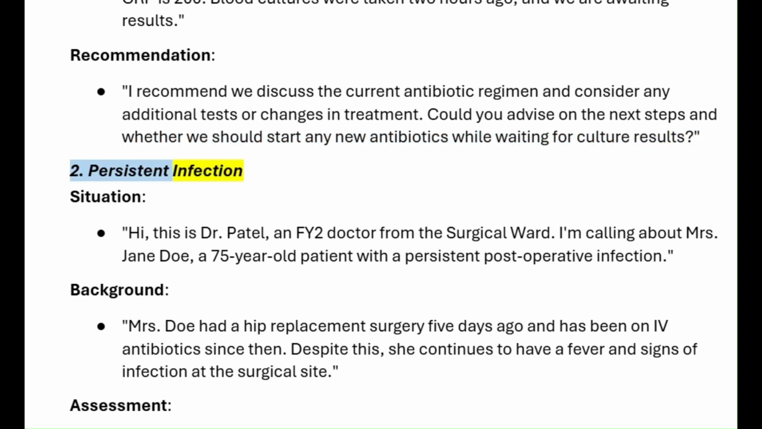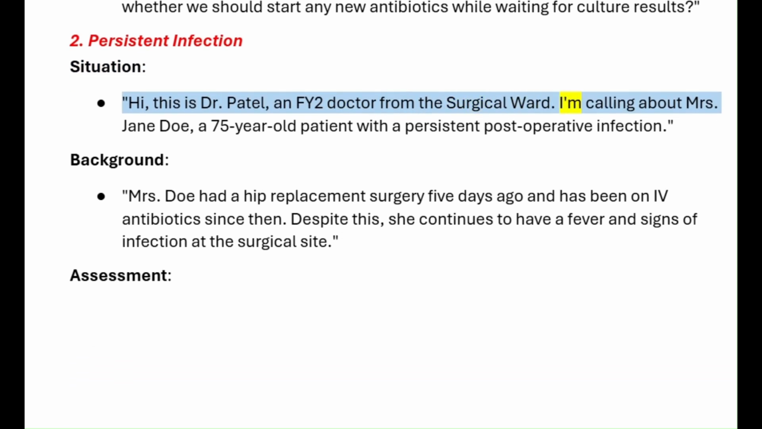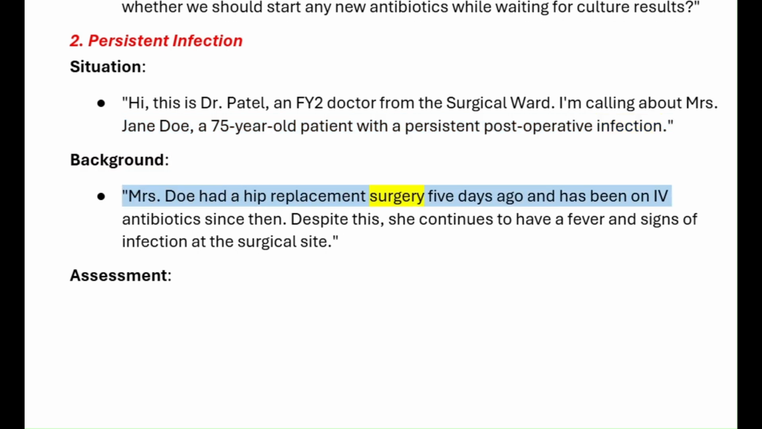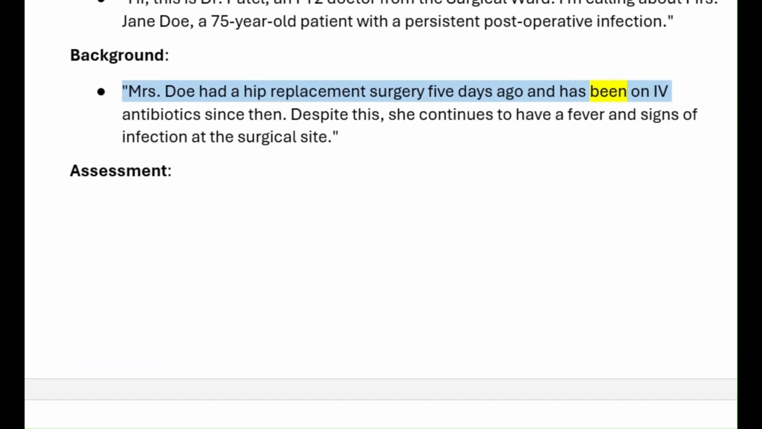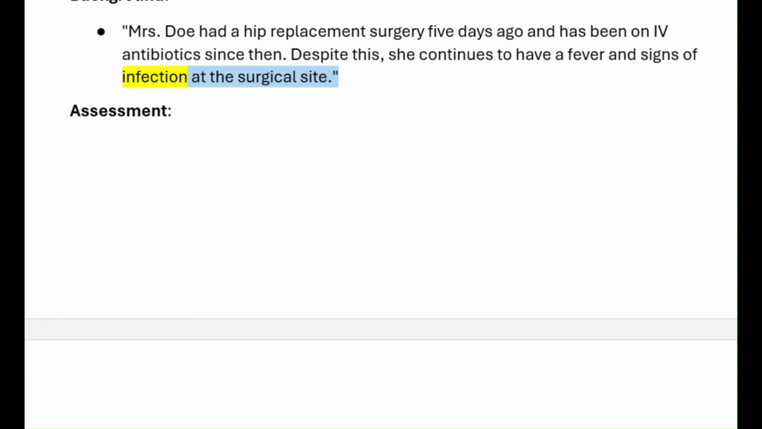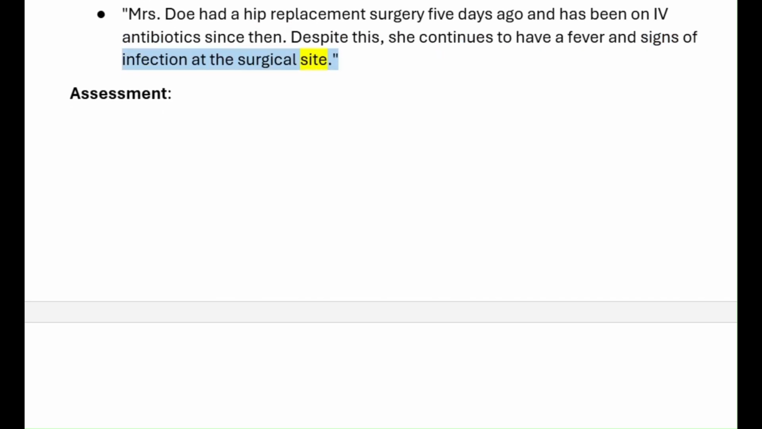2. Persistent infection. Situation. Hi, this is Dr. Patel, an FY2 doctor from the surgical ward. I'm calling about Mrs. Jane Doe, a 75-year-old patient with a persistent post-operative infection. Background. Mrs. Doe had a hip replacement surgery 5 days ago and has been on 4 antibiotics since then. Despite this, she continues to have a fever and signs of infection at the surgical site.